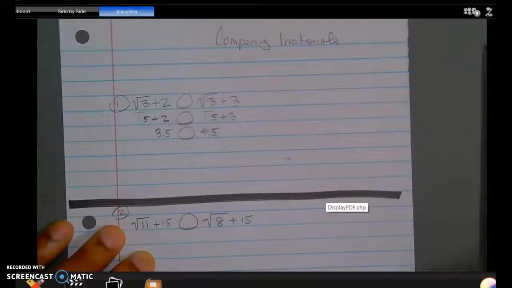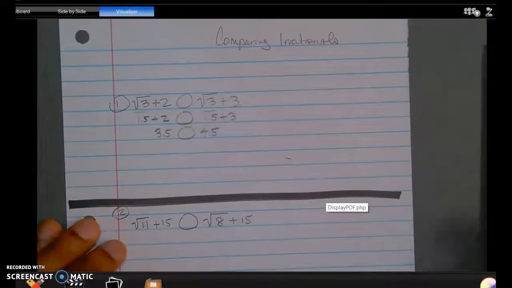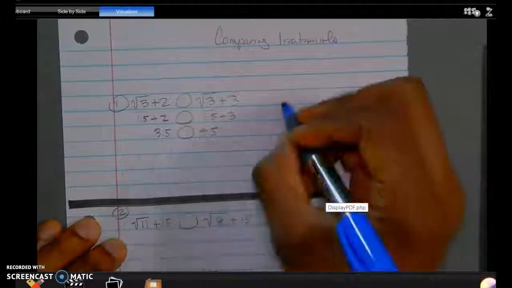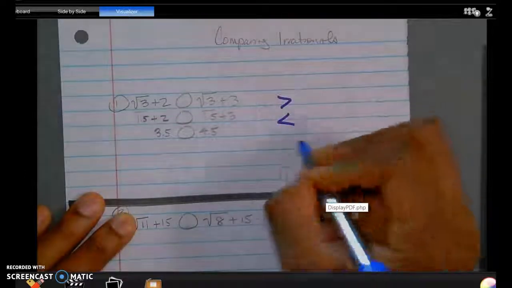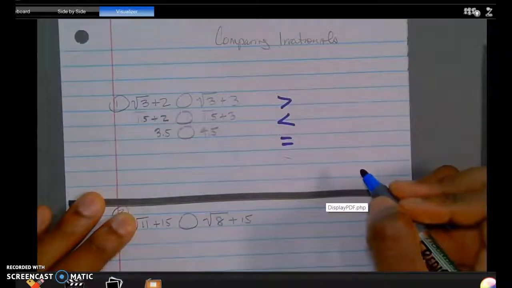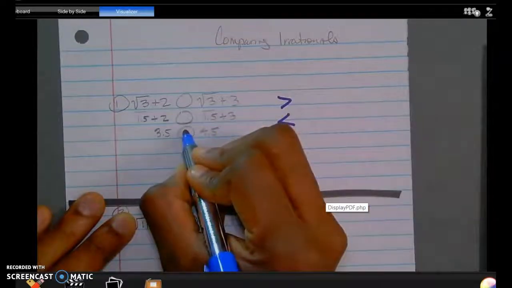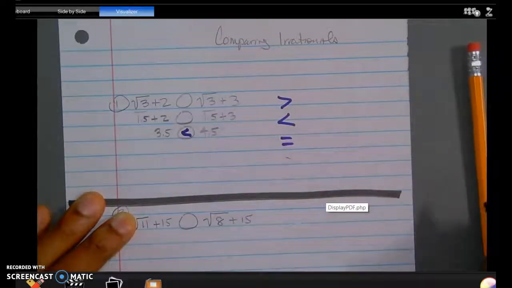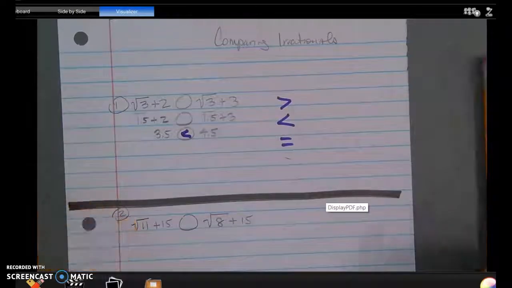All right, I assume that you have an answer now. So at this point, we know that 3.5, is it greater than, less than, or equal to? I know that 3.5 is less than 4.5. It's just that simple. Okay.